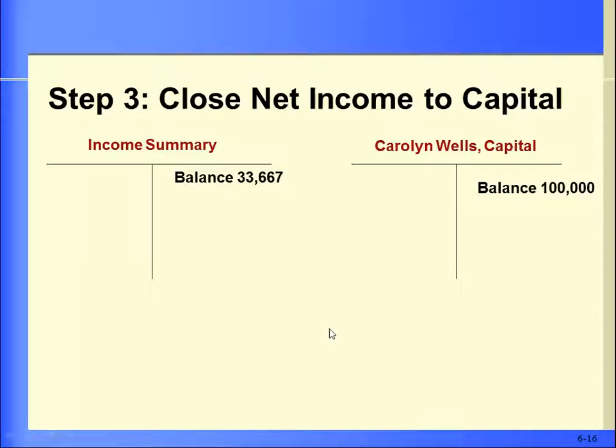So income summary has a credit balance of 33,667. So to close it, we would debit it for the same amount and credit the capital account. So this is 0, and we're adding it here. So think of this as a statement of owner's equity. That's a financial statement, so you're not going to have all the information here as of now. So remember the statement of owner's equity: beginning balance, add net income, subtract dividends. That's your increase and decrease of capital.